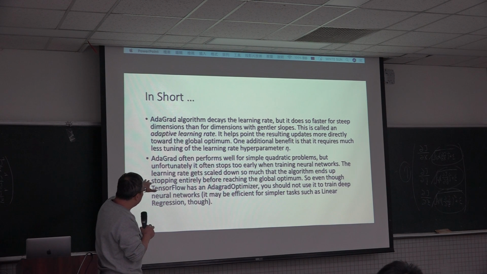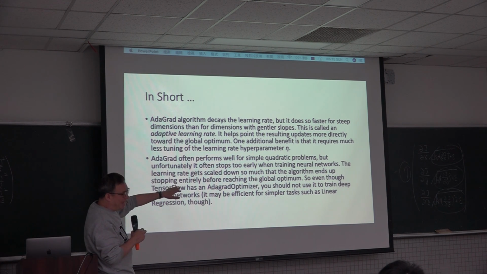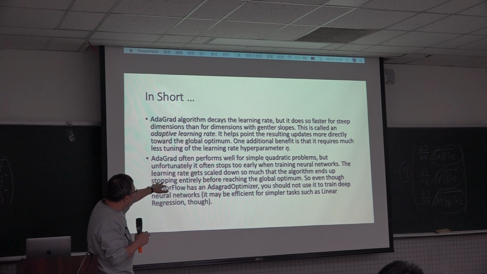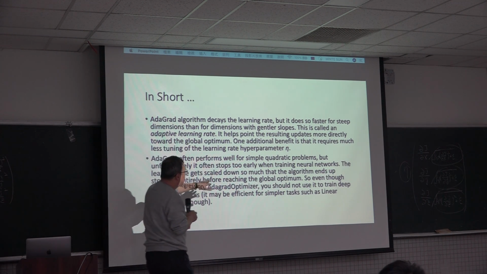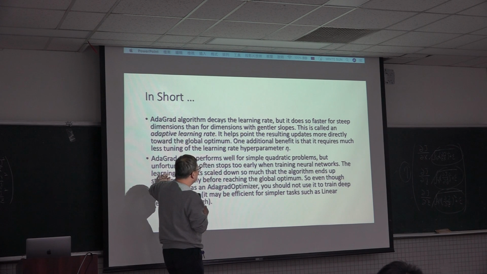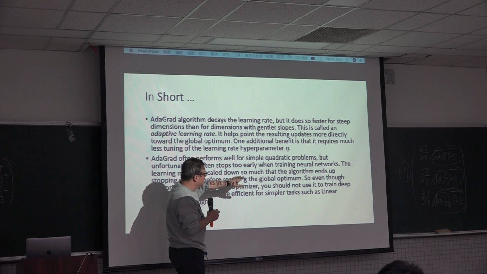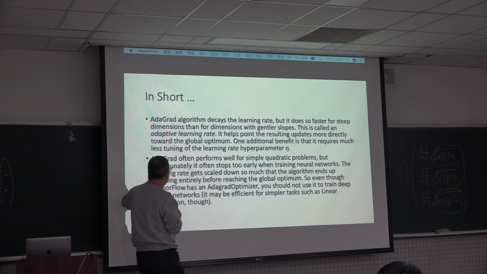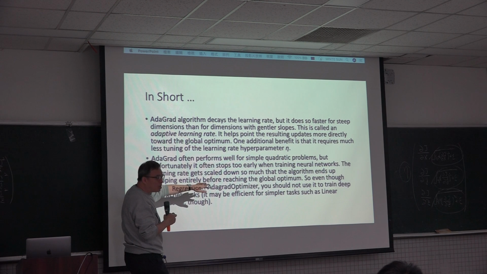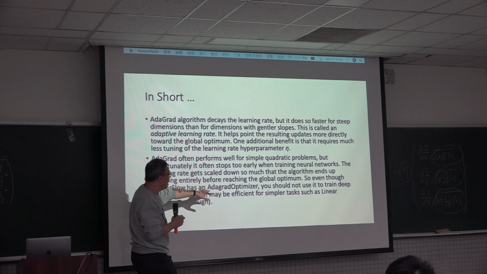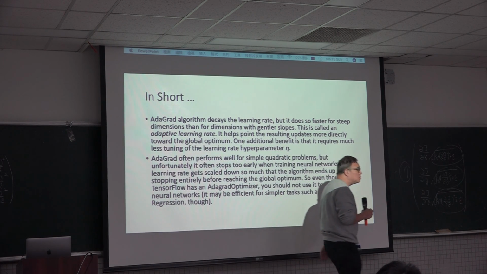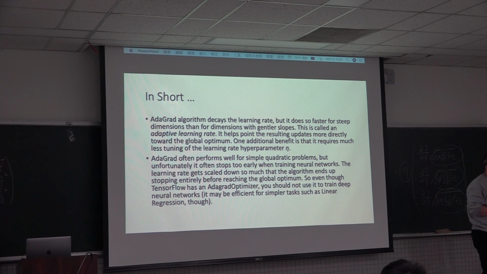However, even though AdaGrad performs well for simple tasks, it often stops too early when training neural networks. The learning rate gets scaled down too much, and the algorithm will stop entirely before reaching a correct outcome. So even though TensorFlow has the AdaGrad optimizer, we normally do not use that. So we don't even bother to talk about the TensorFlow code for AdaGrad.